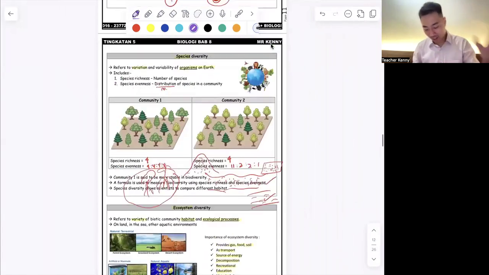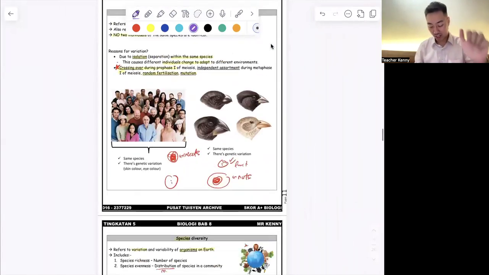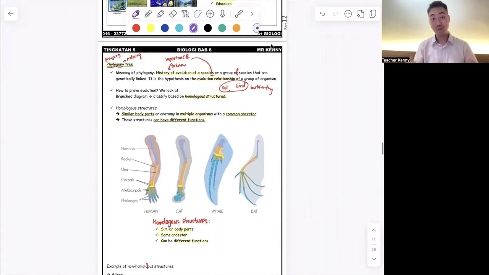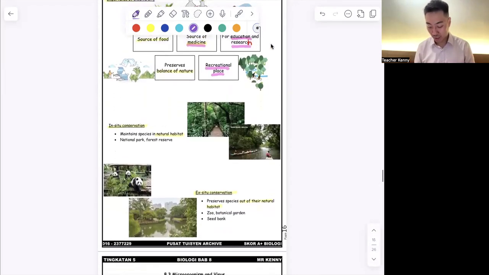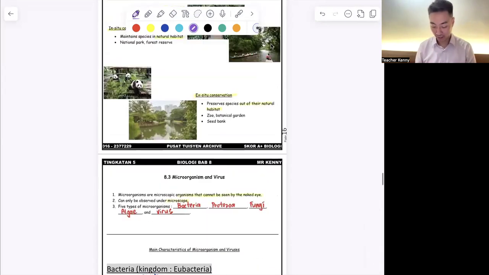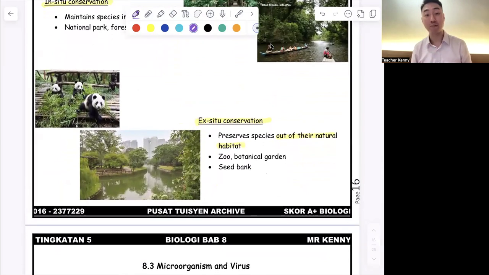All right, so again, a very quick run through. We learned about three concepts of biodiversity today: genetic, species, and ecosystem. Then we learned how to relate all the living things together using a tree called phylogeny, based on homologous structures. Understand? And then we learned about the importance. We learned about the 5 main groups of microorganisms. Can you remember the 5 microorganisms that we learned today without looking at the notes?